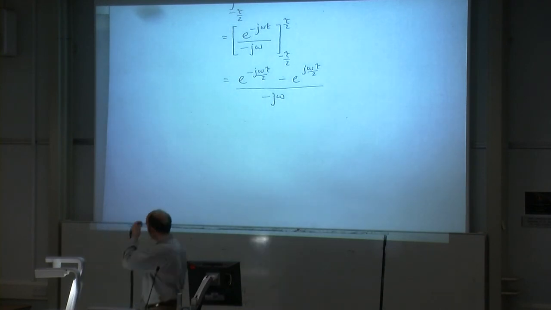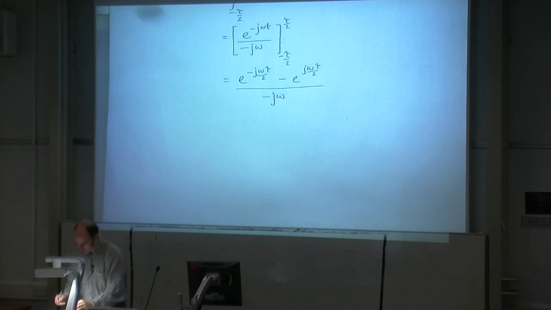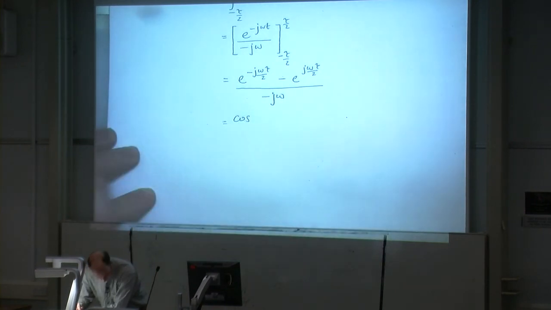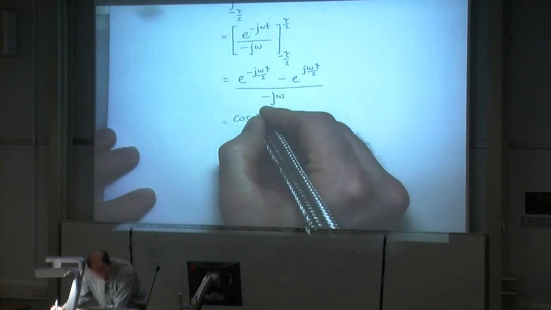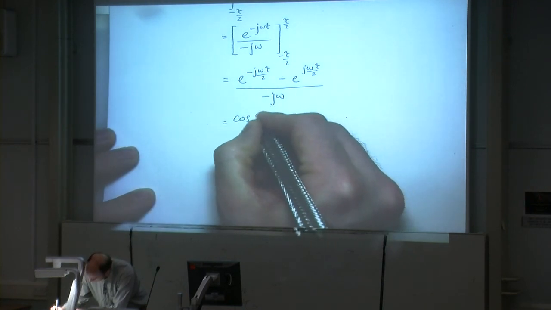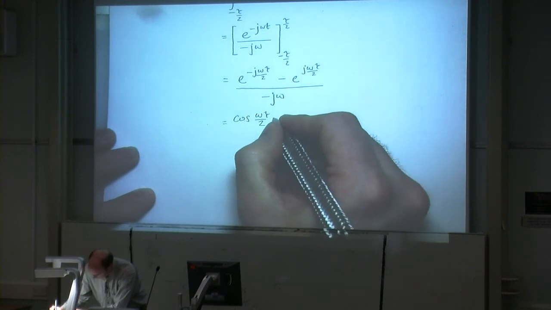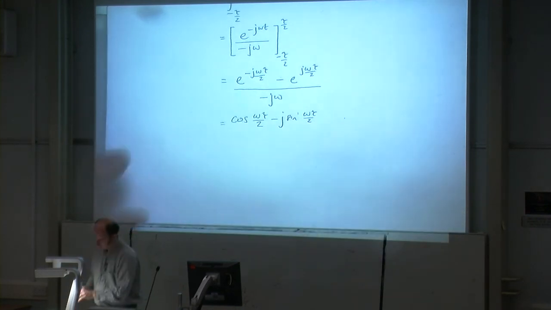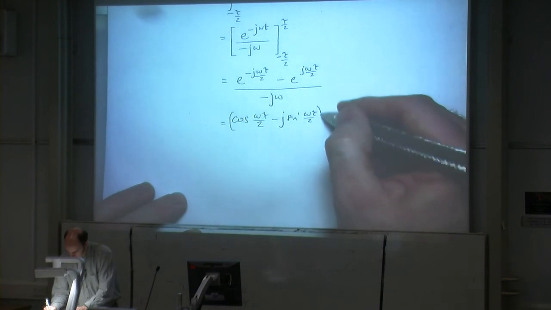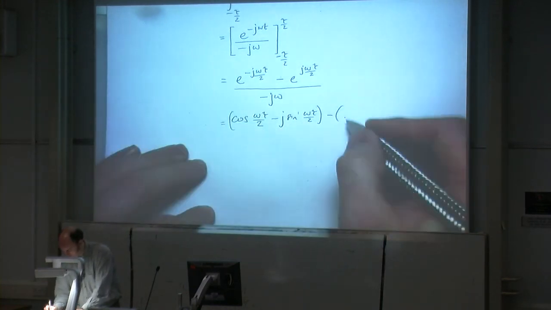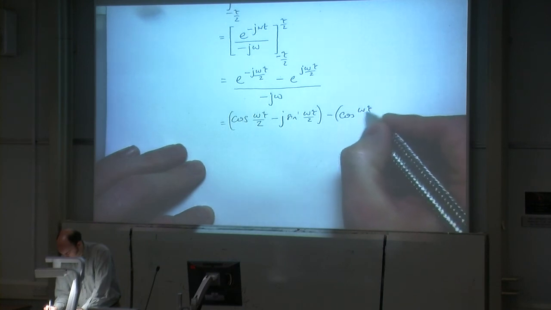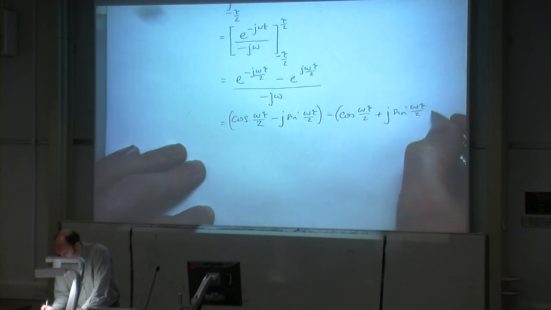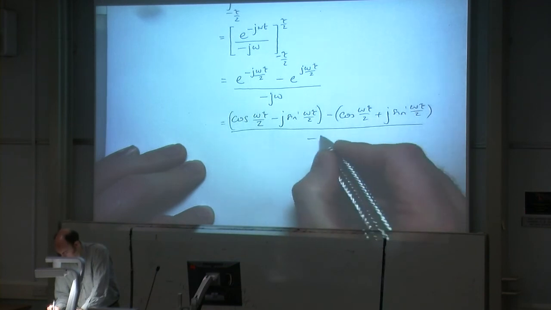Now we know from another clever mathematician called Euler that this term can be written as cosine of omega tau divided by 2 minus j sine of omega tau divided by 2. So that's this first exponential. The second exponential, we know again from the same chap, this is cosine omega tau divided by 2 plus j sine omega tau divided by 2, all divided by minus j omega.